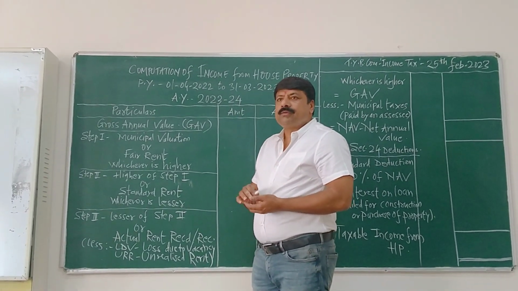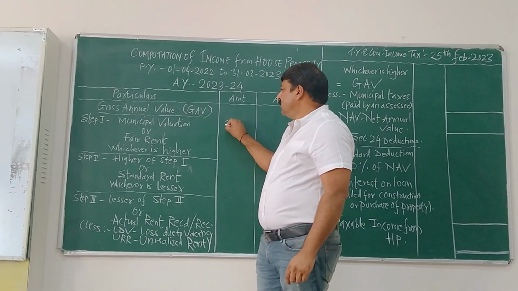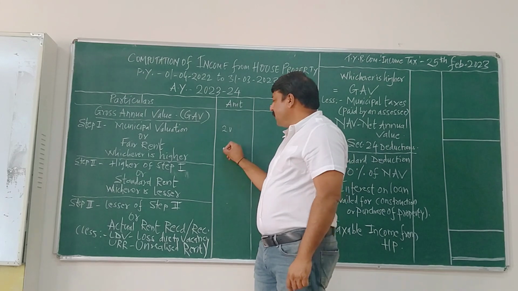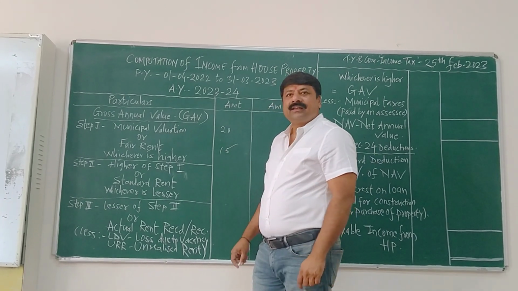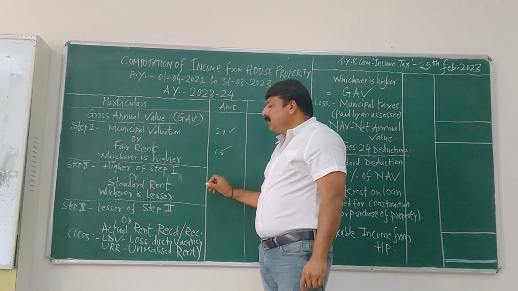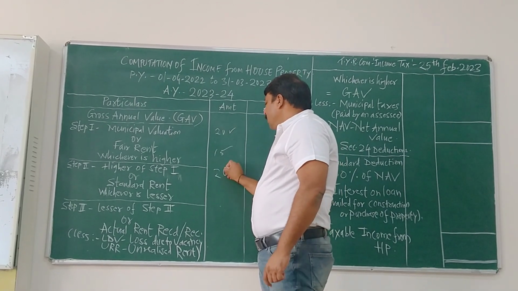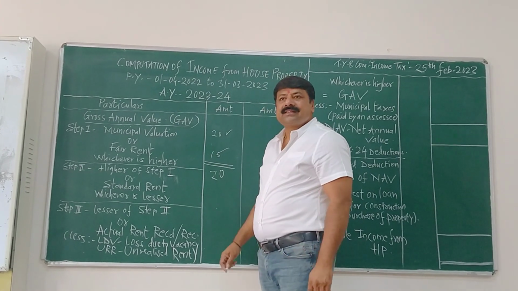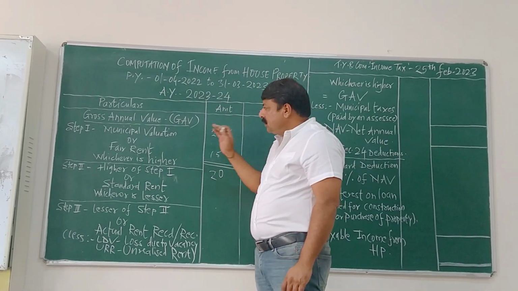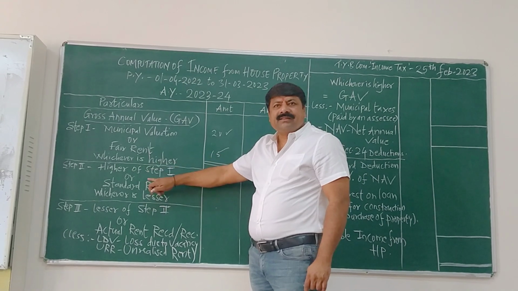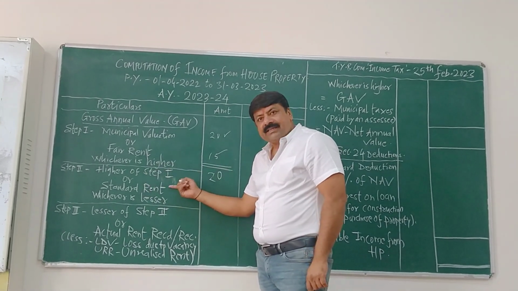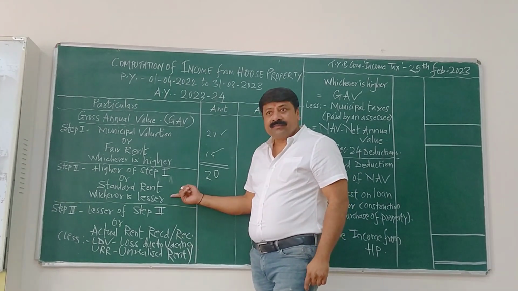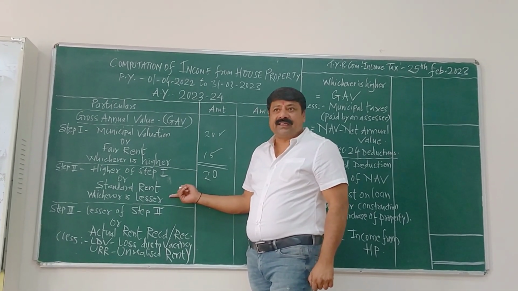For example, if your municipal valuation is 20,000 and fair rent is 15,000, here it is 20,000. So that 20,000 will go to the next level, higher of step 1. Step 1 will be closed here like this. So municipal value or fair rent, whichever is higher, will carry to step 2: higher of step 1, or standard rent. I told you the standard rent concept yesterday.